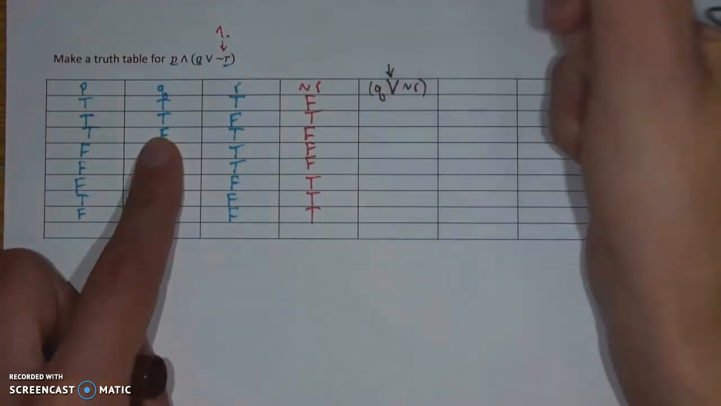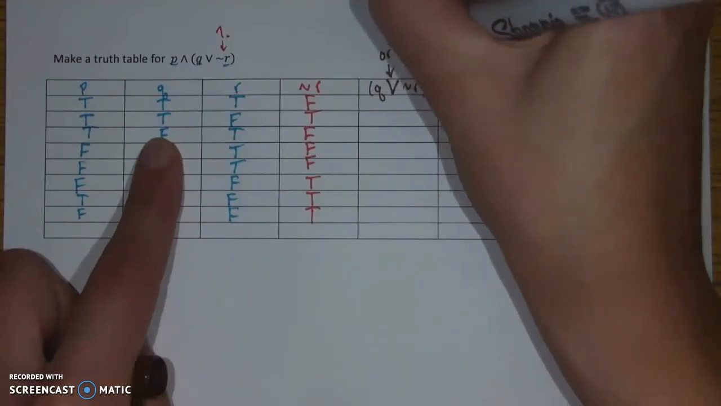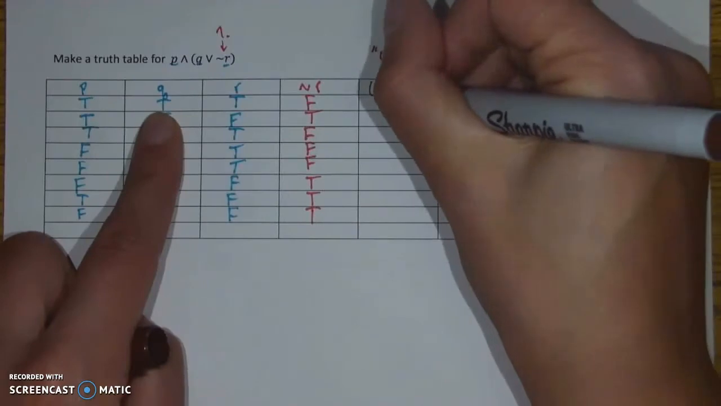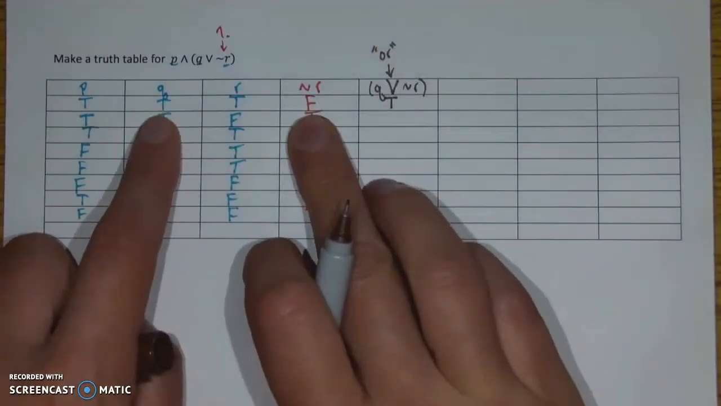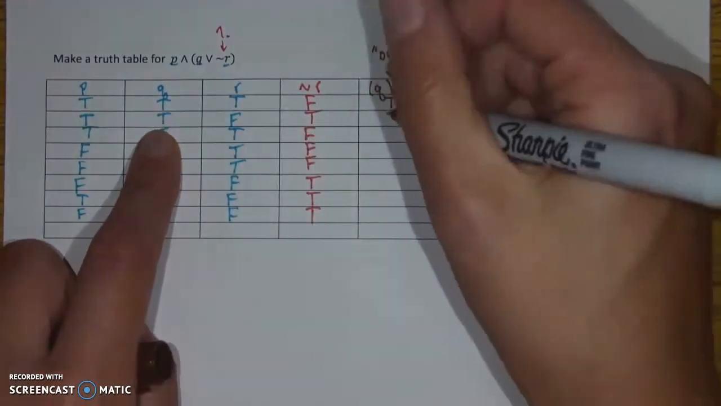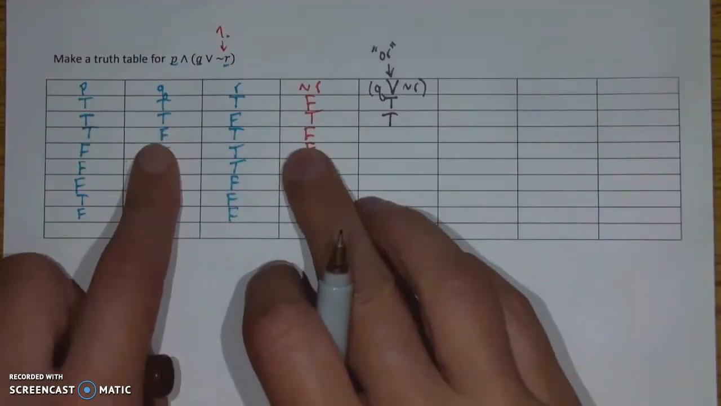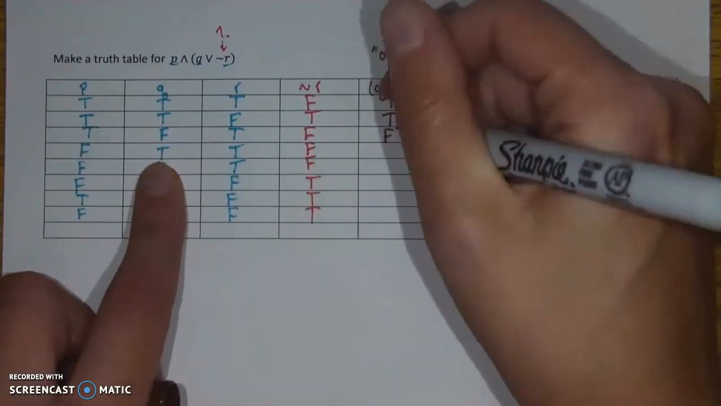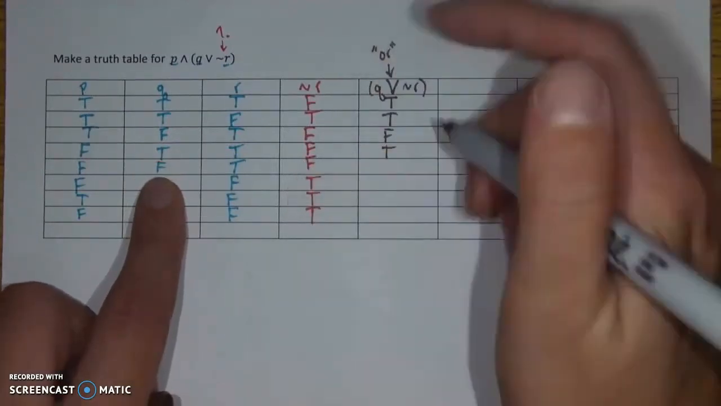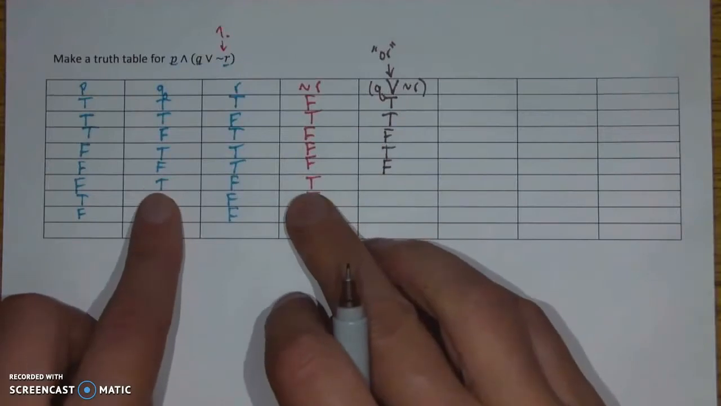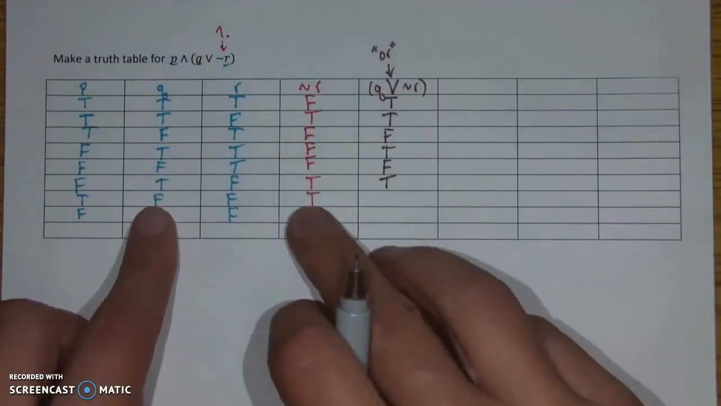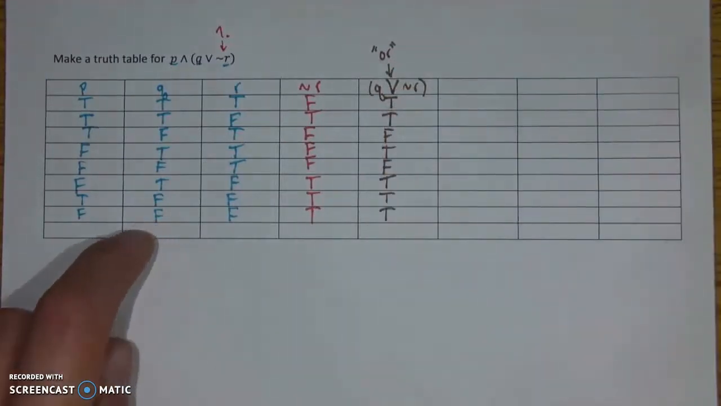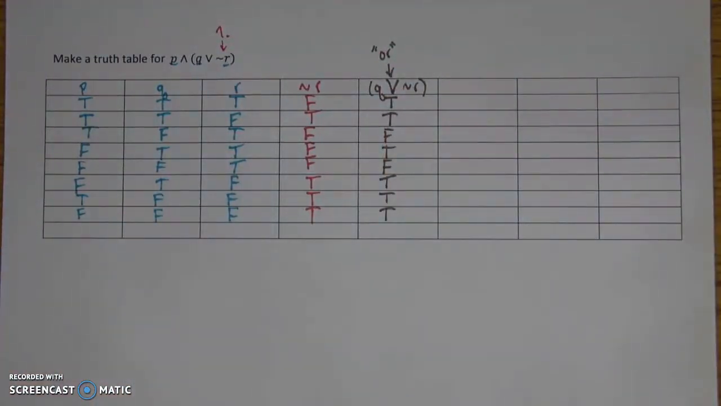And remember, disjunction is our friendly one. This is our or. And only one of these has to be true for this overall piece to be true. So here we have true because Q is true. The next one will be true because both of them are true. The next one will be false because neither of them are true, and so on and so forth. Well, now I'm really close.